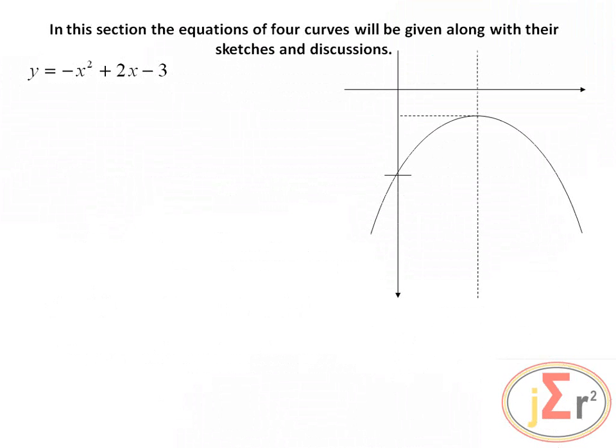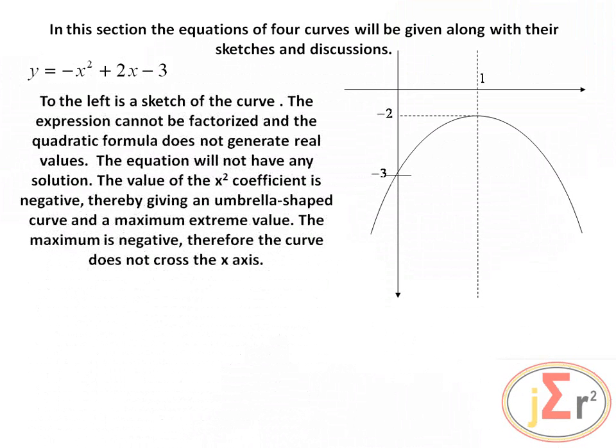Now, in this section, the equations of 4 curves will be given along with their sketches and discussions. So we'll see why the sketch is given like that: negative x squared plus 2x minus 3. So to the left is a sketch of the curve. The expression cannot be factorized and the quadratic formula does not generate real values. Therefore, there is no x-intercept, no point where the curve will cross the x-axis.